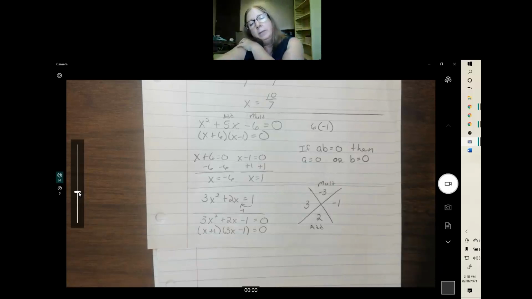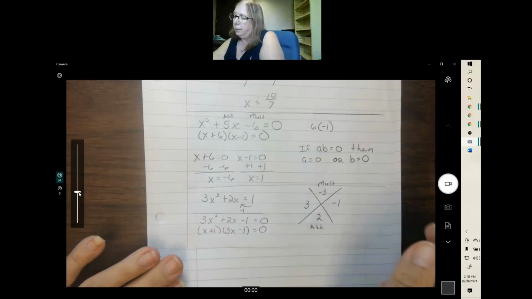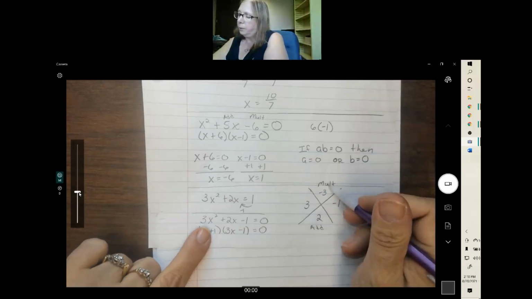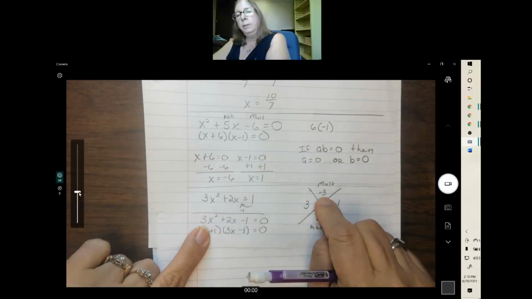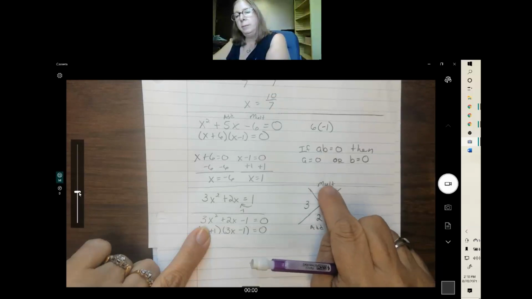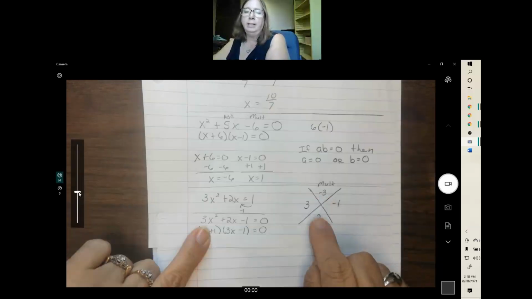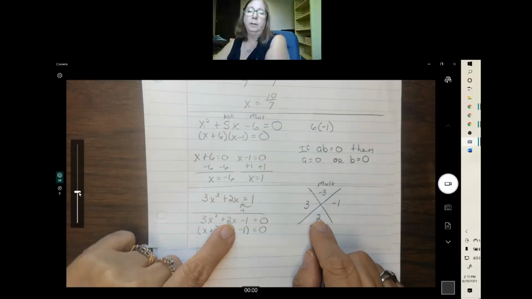Should be getting x plus 1 and 3x minus 1. To do that, I need to multiply 3 and negative 1. So 3 times a negative 1 gives me a negative 3. I want two numbers that, when I multiply, give me negative 3 and that add to give me the middle number, which was a 2. And that was a positive 3 and a negative 1.